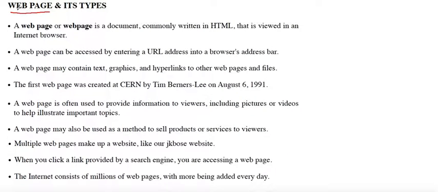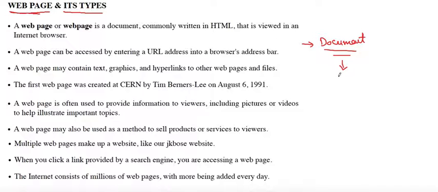Okay, here we will see what is a web page, and then we will see what the types of web pages are. So first of all, what is a web page? A web page is a document which can be displayed in a web browser. A document which is displayed by a web browser, we can call a web page.